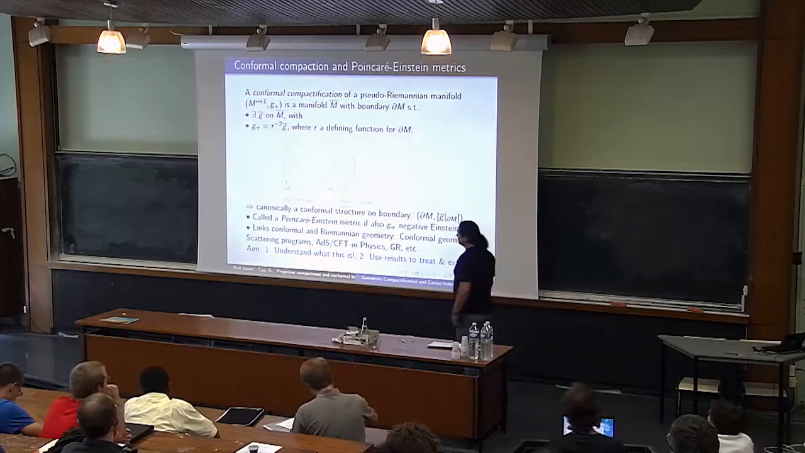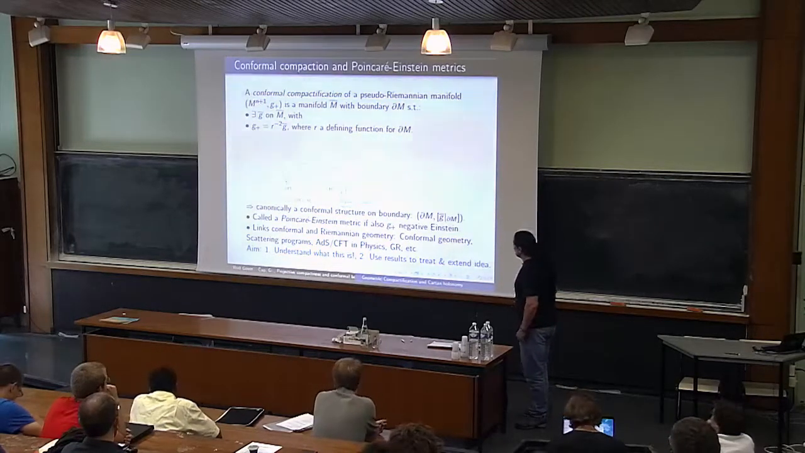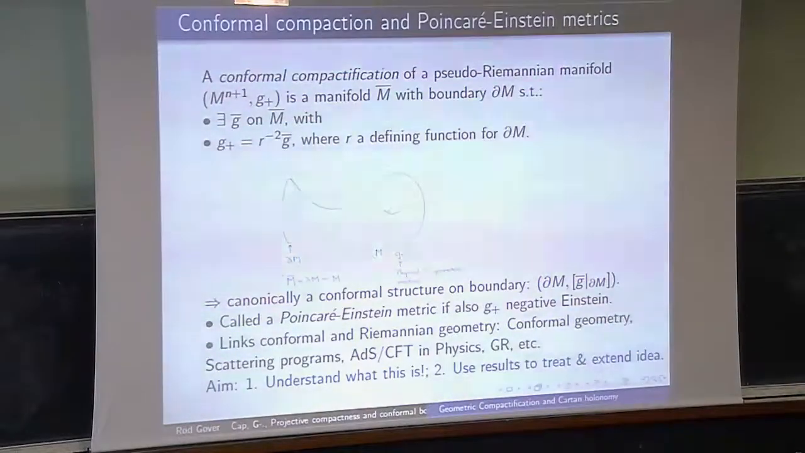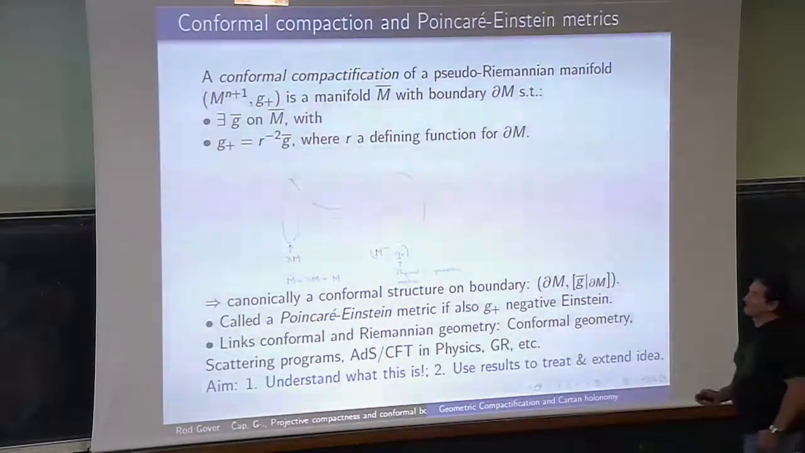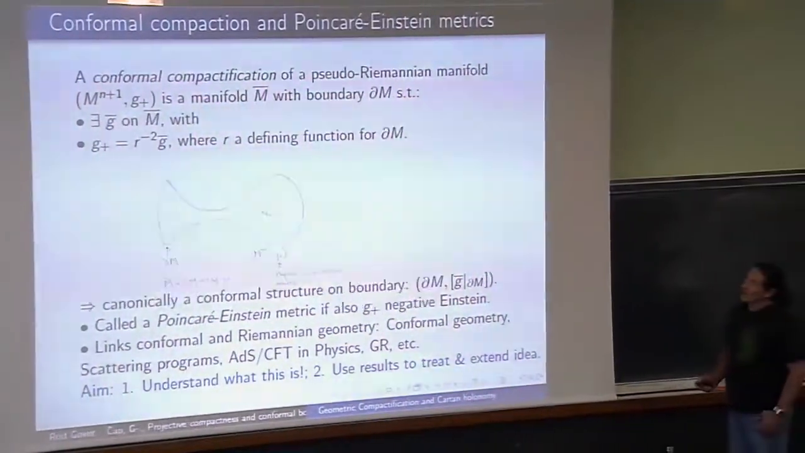What it will mean in this lecture at least is I'm going to say a pseudo-Riemannian manifold, which is the original physical or geometric manifold with a metric G plus, is conformally compact if there's a manifold with boundary that I'm calling M overline there, such that there's a metric on the manifold with boundary, and the metric goes all the way to the boundary, and such that on the interior, this metric is conformally related to the original geometric or physical metric in a way that means that the original metric cannot go to the boundary.